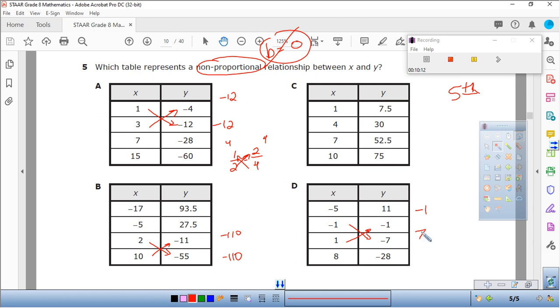What? You're just joking, right? Okay, good. It's a +7. So are these things equal to each other? They're not equal to each other. So guess what my answer is? D. I think D is the correct answer, just because of that one right there.